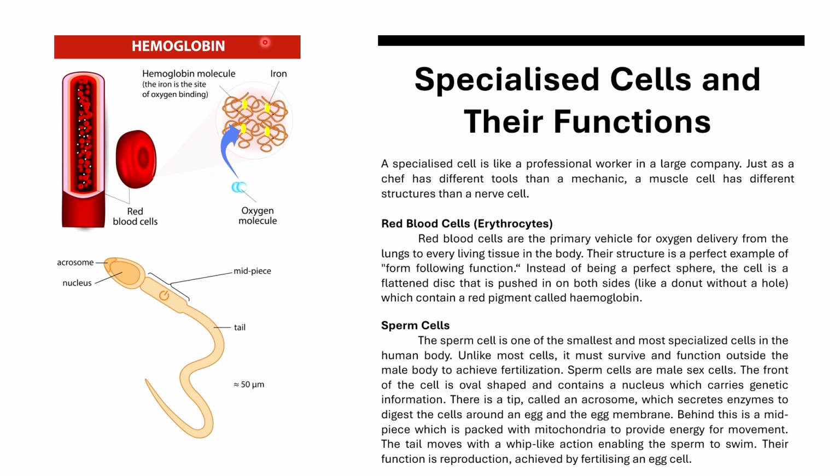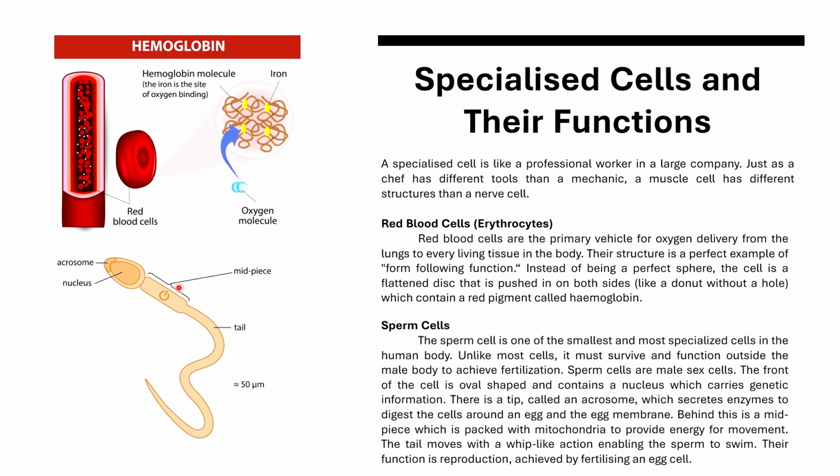Unlike most cells, it has to survive and function outside the male body to reach its goal, that is fertilization. So every part of it is a tool. First of all is the acrosome. Here at the very tip, it secretes enzymes to digest the wall around the egg.